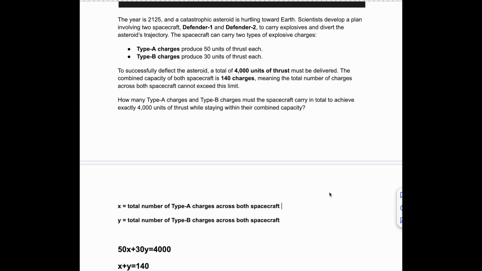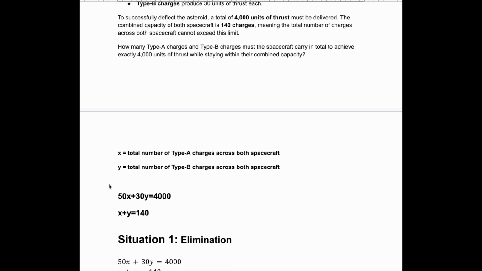So we decided that x will be the total number of Type A charges across both spacecraft, and y to be the total number of Type B charges across both spacecraft. And as you can see, we chose the two equations: 50x plus 30y equals 4,000, and x plus y equals 140.